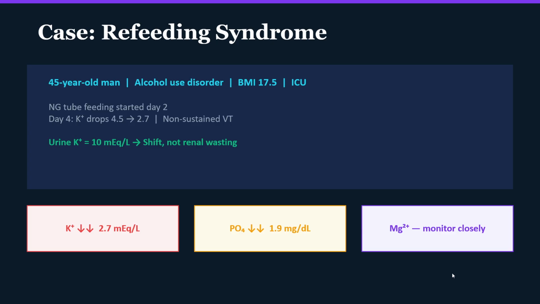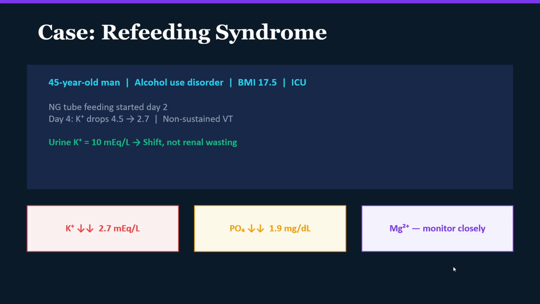And here's the classic refeeding scenario. A 45-year-old man with alcohol use disorder is in the ICU for community acquired pneumonia. His BMI is 17.5. He is clearly malnourished. Been on the streets, not eating well for who knows how long. He's intubated, and on day 2, the team starts nasogastric tube feeding. Good intentions. But 2 days later, his potassium drops from 4.5 to 2.7, and he develops non sustained ventricular tachycardia on telemetry.